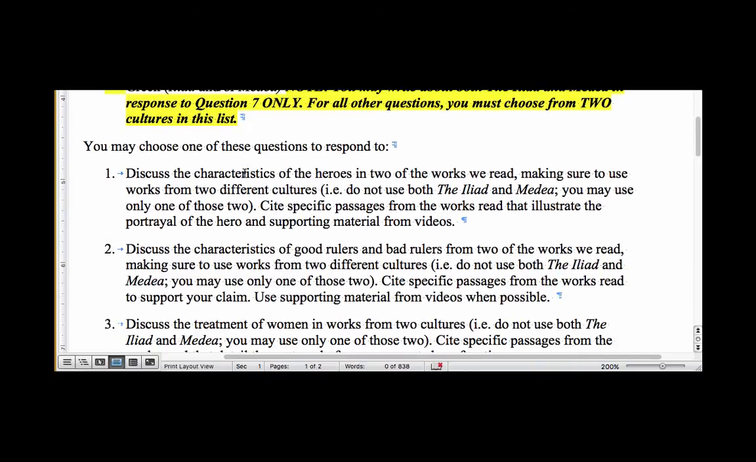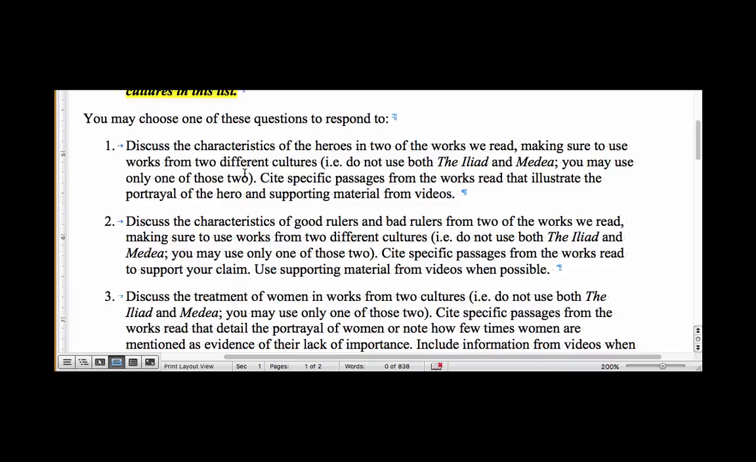Okay. Let's take a look at the questions. The first one is to discuss the characteristics of the heroes in 2 of the works we read. And you can't use both the Iliad and Medea. Sorry about that. Choose only one of those 2. You're going to cite specific passages from the works and also supporting materials from the videos when those are applicable.